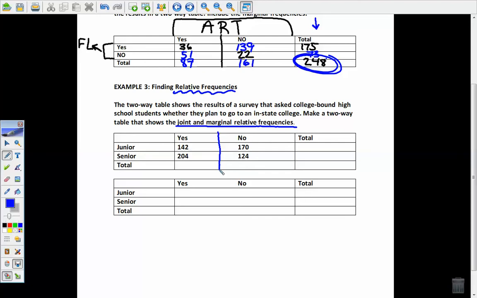How many are yes to an in-state college after graduation? What's this total? 346. All right, let's fill this in. And how about right here? 294. Okay, let's do our rows now. 142 and 170. 312. 204 and 124. 328. So right down here then, what's the total group size of that junior senior class that we surveyed? 640. Okay.